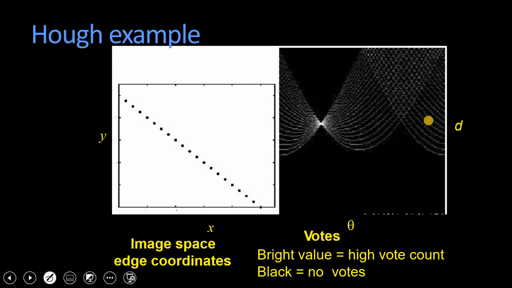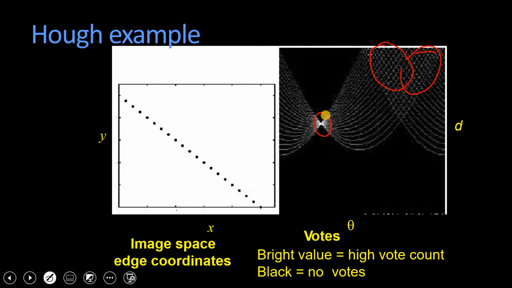Each pixel will be used to draw one line, and there will be a voting associated with it. You see over here an example. In the image space, you have a straight line edge. When in the polar representation, each pixel draws a sinusoidal wave, and these waves are crossing each other at many locations. You can see many of them. But practically the brightest point is very obvious. There is only one point which has the maximum votes.